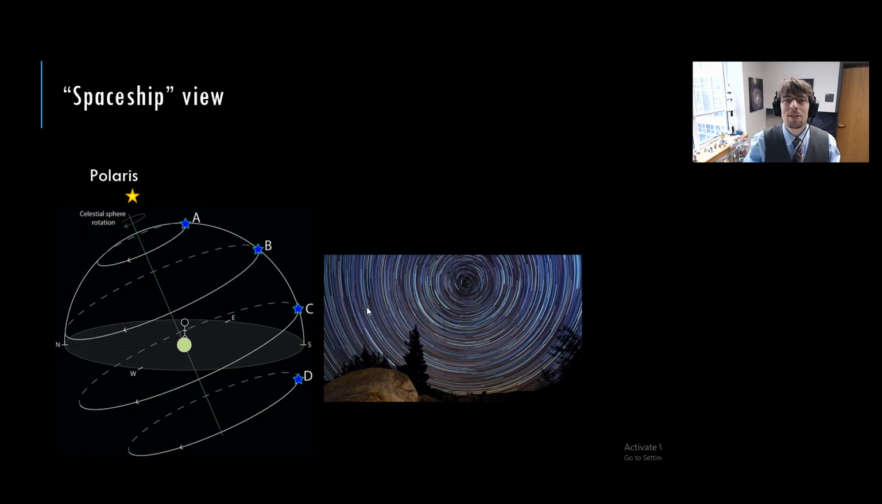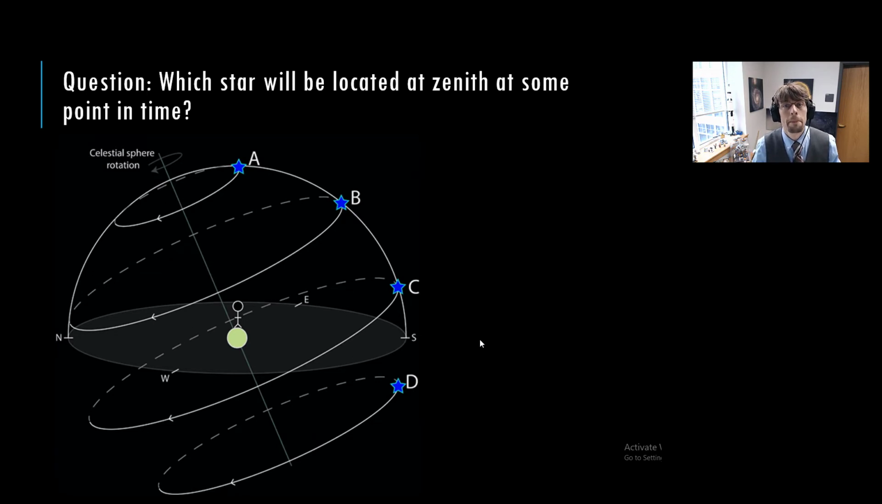Okay? Now, sometimes I'll jump back and forth between these two vantage points. So I want you to be a little bit familiar with them and get used to translating from the spaceship view over to the horizon view. Okay? Well, let's get some practice with the spaceship view. Go ahead. Which star will be located at zenith at some point in time for this observer? Take a minute, pause the video, give me an answer.